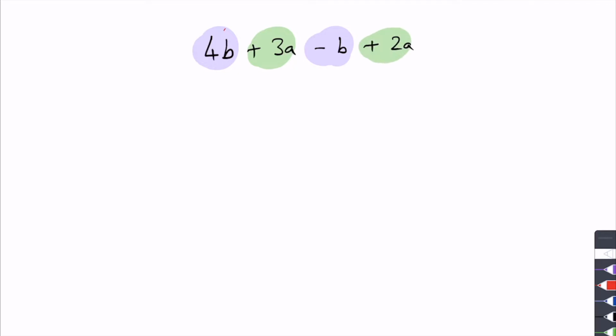And now I'm going to work with just the B's. 4 lots of B take away 1 lot of B gives me 3B, and 3 lots of A plus 2 lots of A gives me 5A, and I've now simplified that expression.